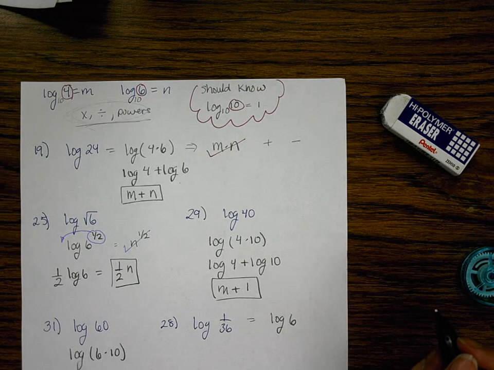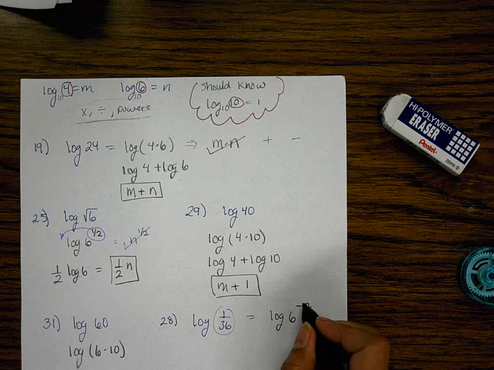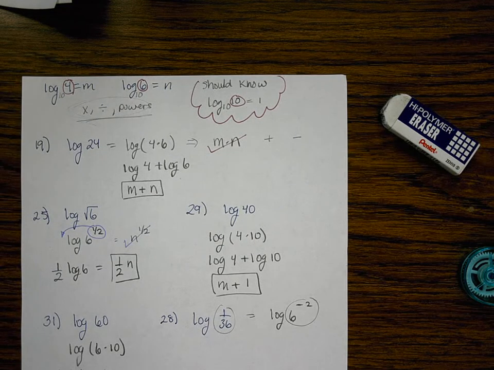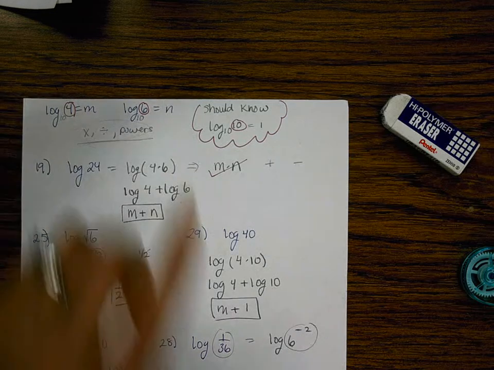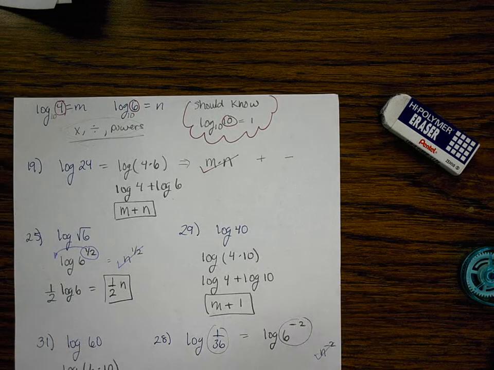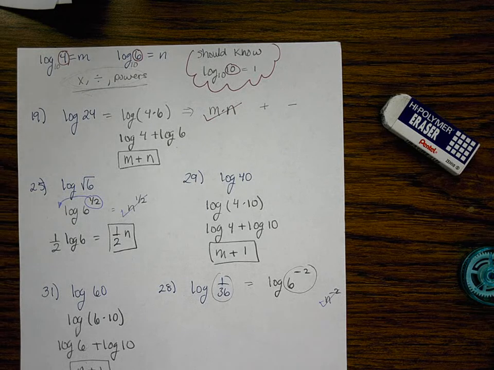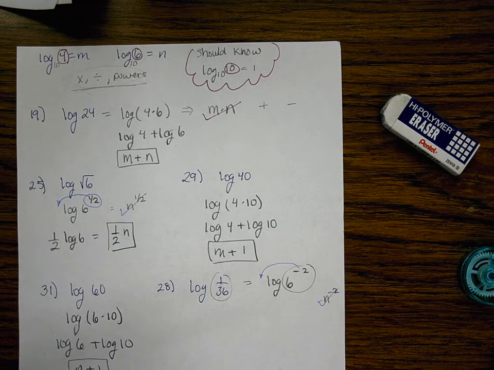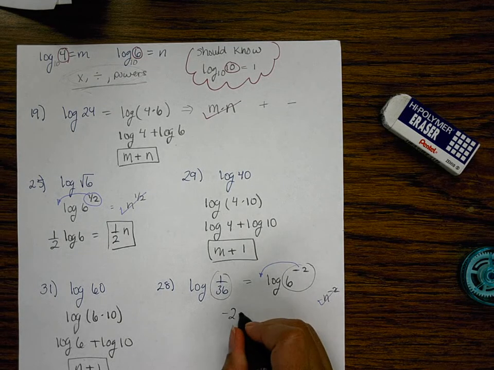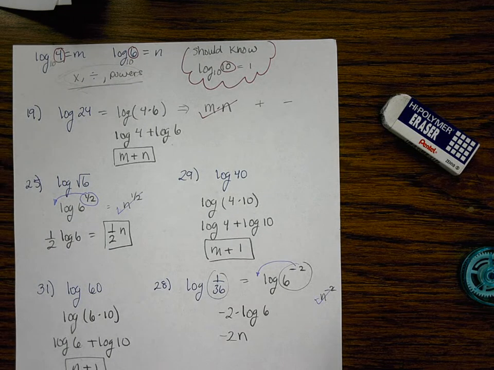Negative second power. Do you guys see that? 6 squared is 36, so 6 to the negative second would be 1 over 36. Those two are equivalent. Now, again, you do not plug in the n. Kids will say, oh, n to the negative 2. That is wrong. Your final answer should not have powers or multiplication or division. You have to use your log laws. So I'm going to bring this to the front. Negative 2 times log of 6, which is negative 2n. So it can have coefficients, but not powers. Okay, negative 2n.